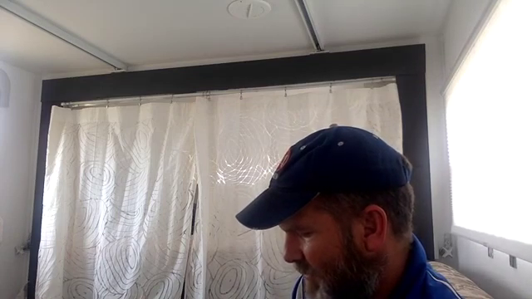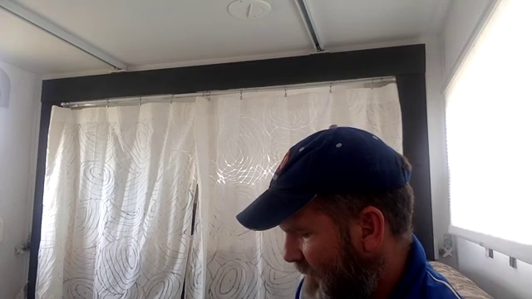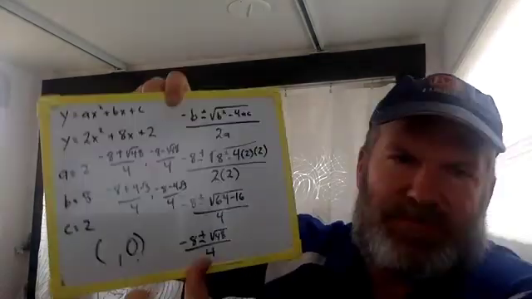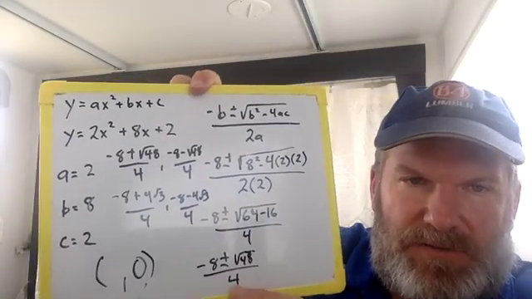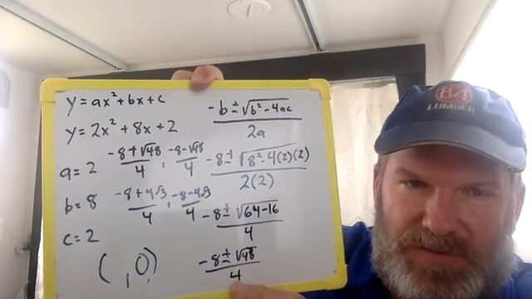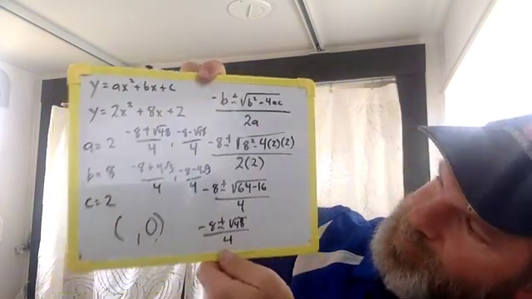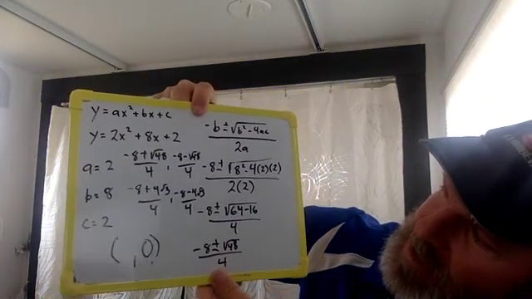But essentially, this breaks down into -8 plus 4 square root 3 over 4, and this is -8 minus 4 square root 3 over 4. You just have to trust me right now if you don't understand why the square root of 48 breaks down into 4 square root 3. I'll try and explain that on paper a little bit better than this video.